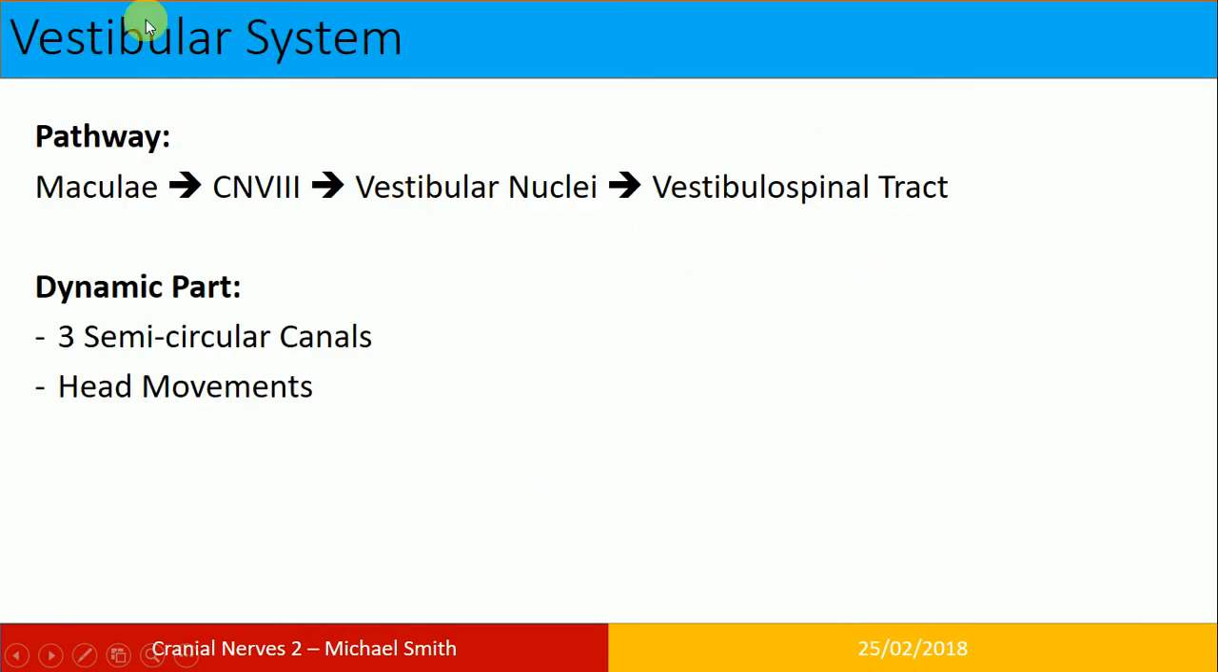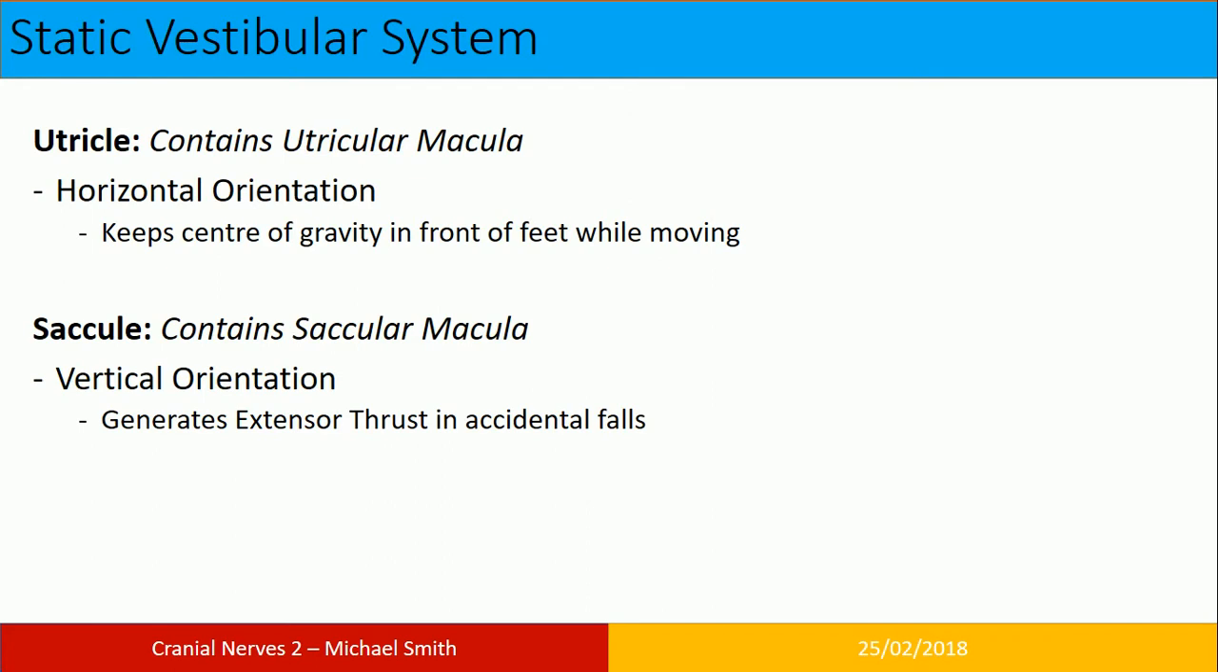So we also have our vestibular system as part of cranial nerve 8, and this is to do with balance. So we have a static and a dynamic part of our vestibular system. The dynamic part has our three semicircular canals, and these control our head movements. And then we have our static system, and our static system has one that controls our horizontal orientation and one that contains our vertical orientation.